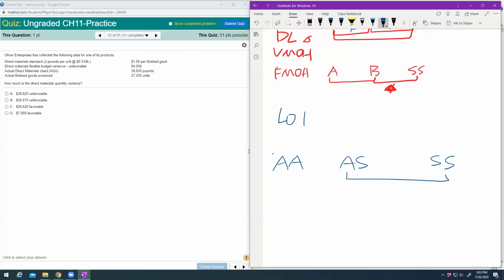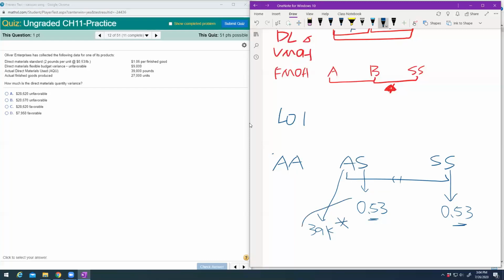Direct material standard 2 pounds at least. Direct material flexible budget variance. Okay, so total is the actual direct material used and then actual finished goods produced. So asking about your quantity. Based on standard, the standard said each pound is 0.53. I said, do me a favor, when you do that, also put it here because they both use standard price. Actual, you used actual material, you used 39,000 pounds.